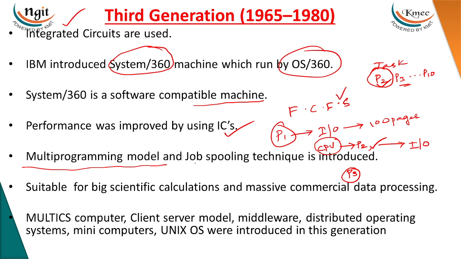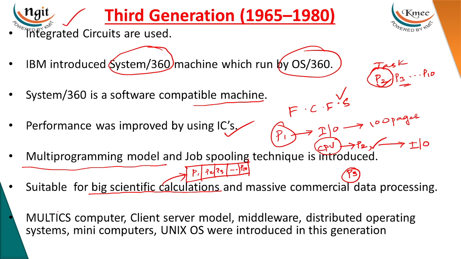And these processes are stored in the job spool. The list of processes lining up in a queue is called the job spool. So P1, P2, P3 and so on up to P10 will be residing in that particular spool. And in the second and third generation, these computers were used highly for scientific calculations and mostly commercial data processing.